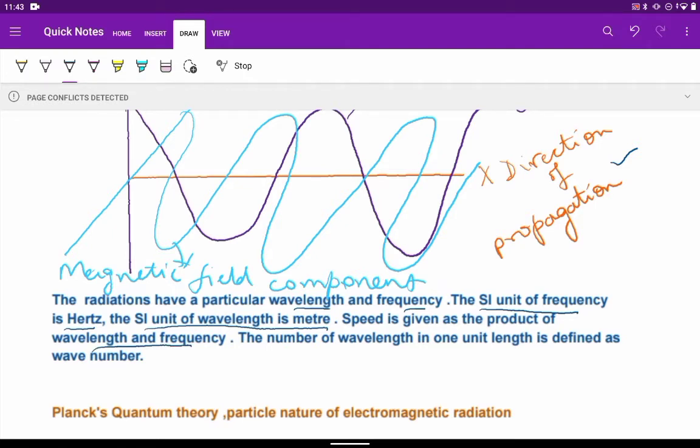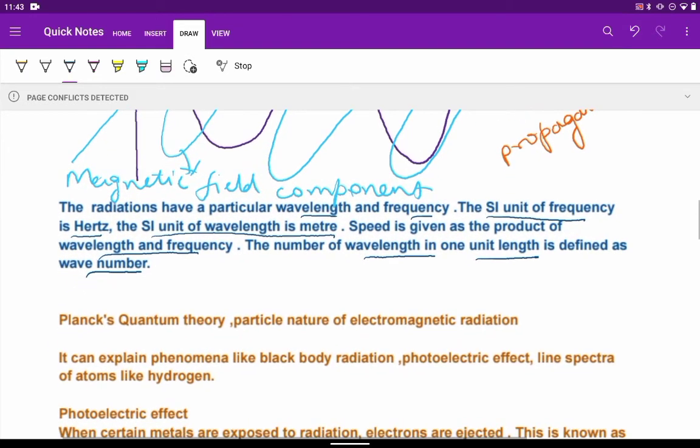There is another characteristic property associated with the wave nature, that is wave number. It is defined as the number of wavelengths in 1 unit length. That is, in 1 unit length how many wavelengths can be fitted, that will give the wave number for that particular wave.